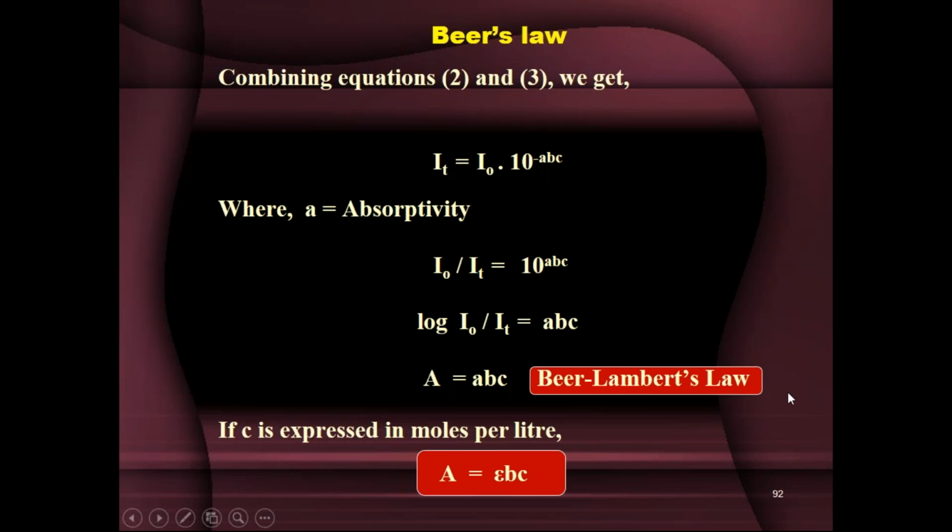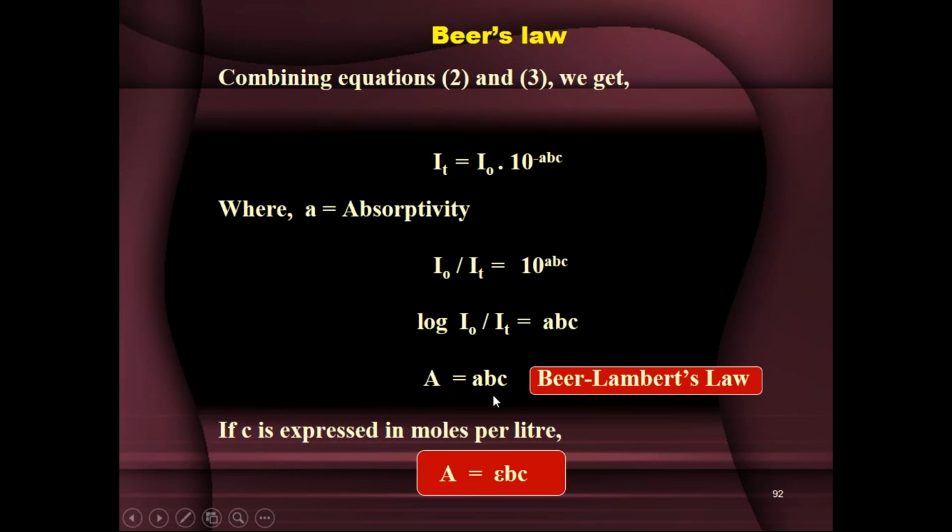This is Beer-Lambert's law. There are alternate terms used instead of absorptivity. Instead of a, some places you will also see small k, and instead of b, you may see t. So kct would also be given as Beer-Lambert's law. It's easier to remember in this form, and that's why I have used these. These are the more commonly used terms: small a for absorptivity and b for path length.